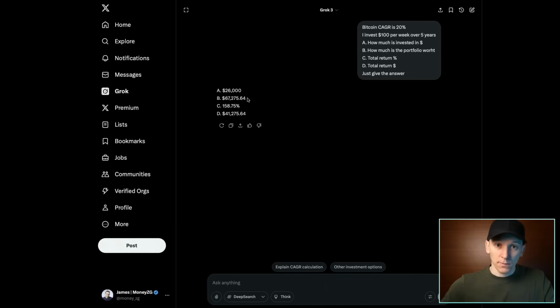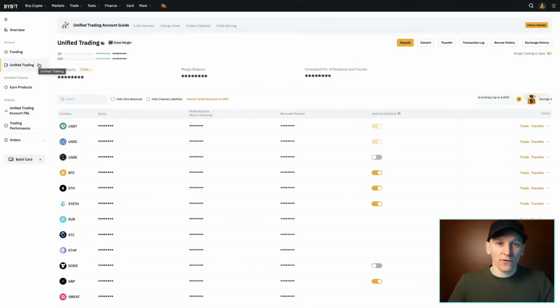This is what we need to be doing first and foremost. Then when prices are advantageous, we can wait and wait and wait for a good time to actually take a trade, and that trading part of our portfolio can augment these returns. Now I'll show you how to get set up with your unified trading account.